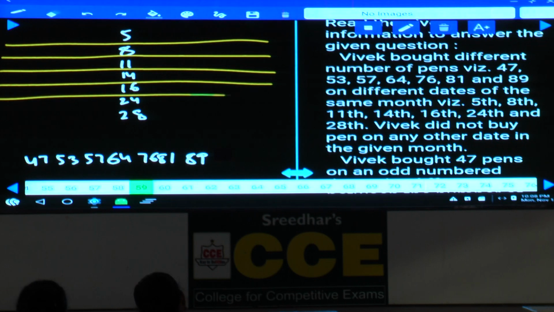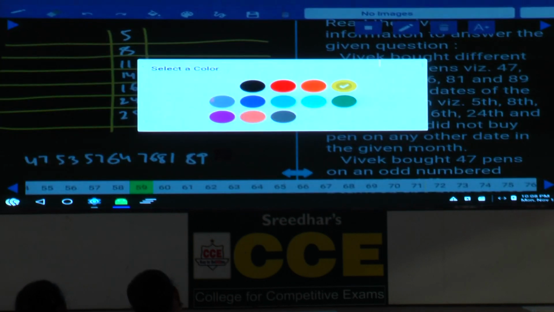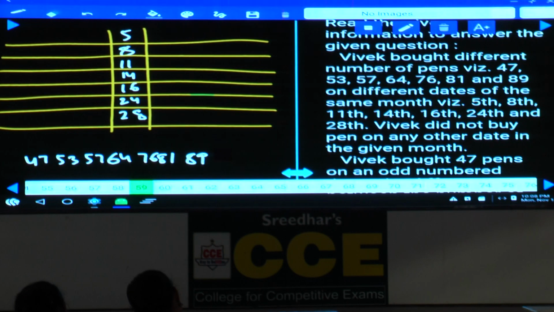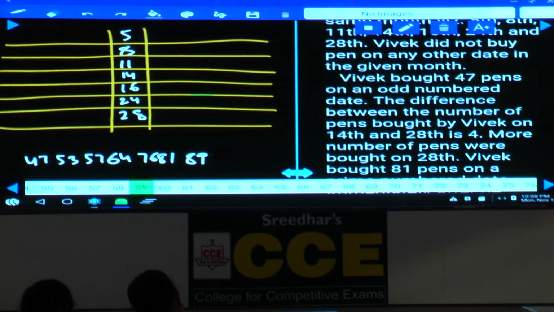Then condition number 1. What is the information given in this one? Let's start working on it. First one, Vivek bought 47 pens on an odd number date. What is an odd number date? We have 5 as one, 11 as the other. And so how many possibilities? We have 2 possible. So 47 can be on the 5th or 47 can be on the 11th.